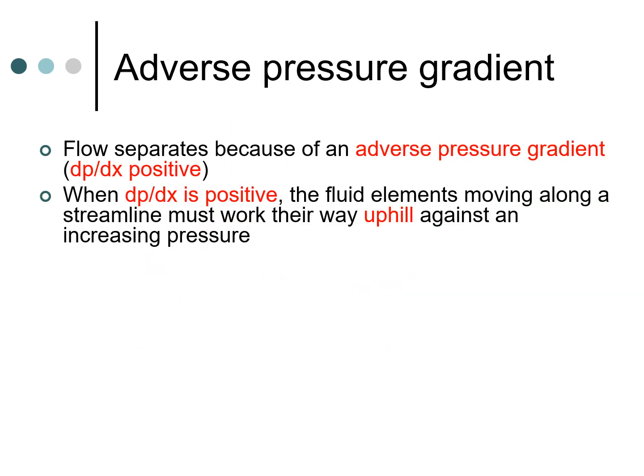So now let's discuss some of the things which are happening here in more detail. We can see that flow separates because of the adverse pressure gradient, which basically means that dP by dx is positive. When dP by dx is positive, the fluid particles moving along the streamline must work their way uphill against an increasing pressure. You can think of this increasing pressure like a hill, and the fluid particle is trying to climb up this hill, and so this pressure distribution is proving to be too onerous for the fluid particle, and it's going to slow down, maybe come to a zero velocity, and then maybe even go back.